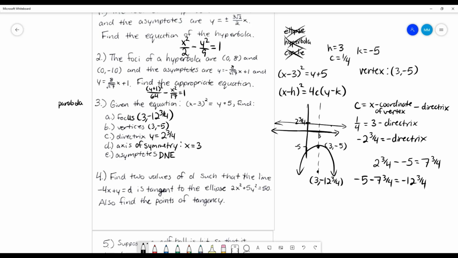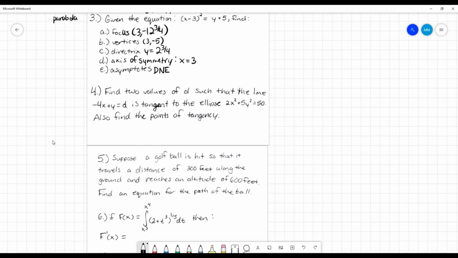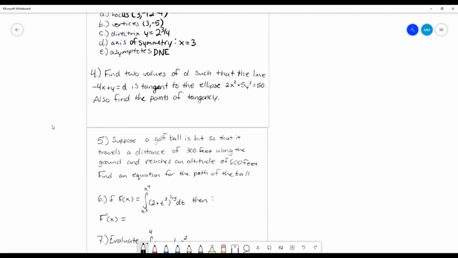It's probably an easier way to go about that, but that's how I can process it. I hope that all made sense. Let's take a look at number 4 next. This one's a little bit different from what we've been doing.